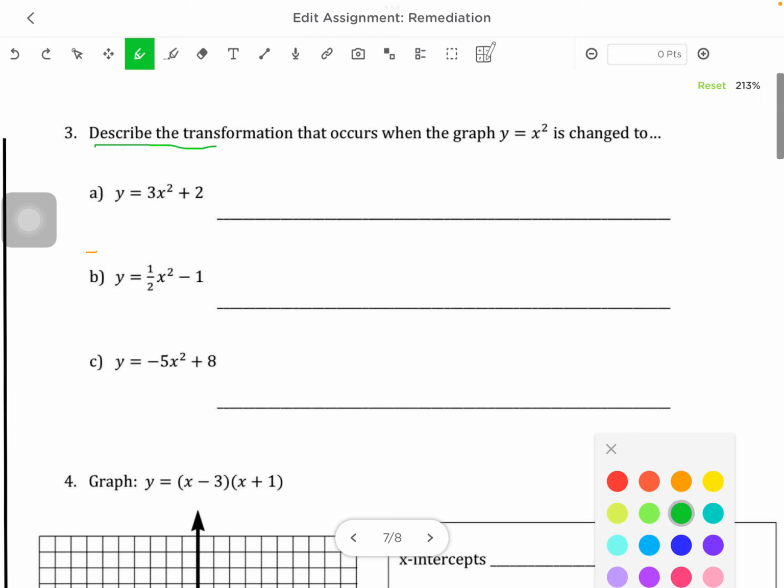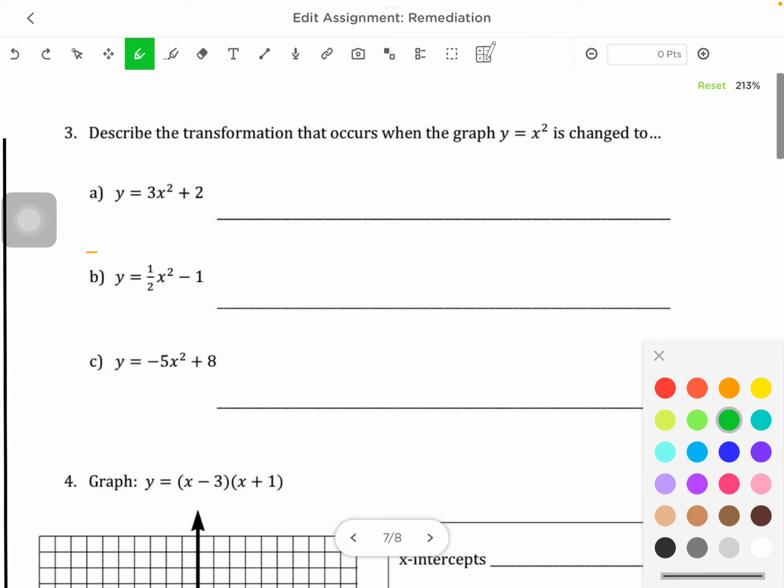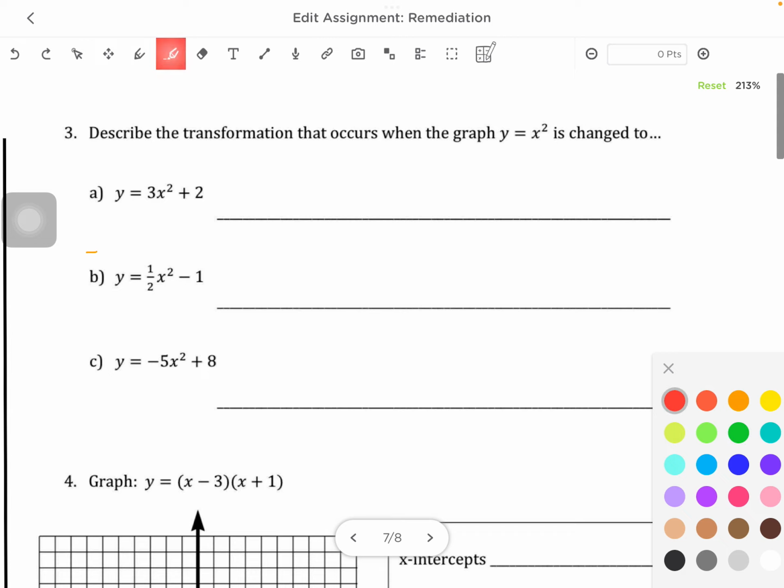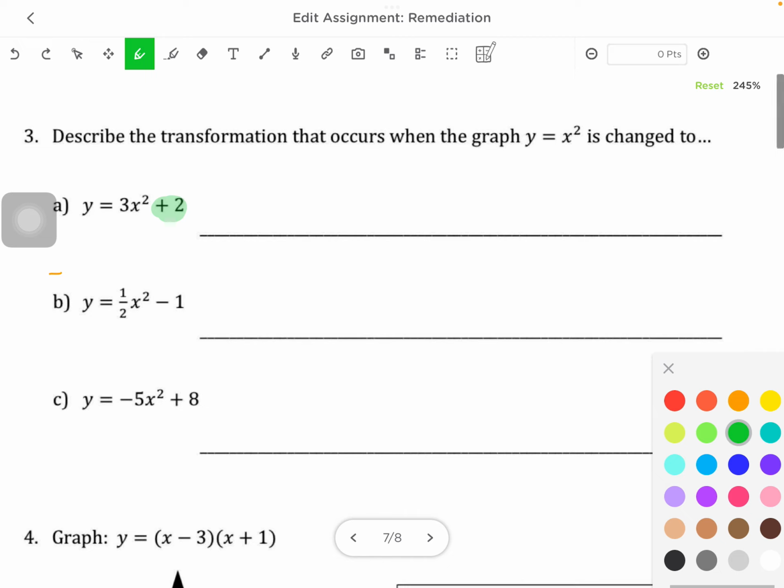Okay, describe the transformation that occurs when the graph y equals x squared is changed to, we'll start with part A, y equals 3x squared plus 2. So for me, I'm always going to start with looking at the number at the end here. This is the up or down number. So since this is a +2, I'm going to write that this is going to move the parabola up 2.